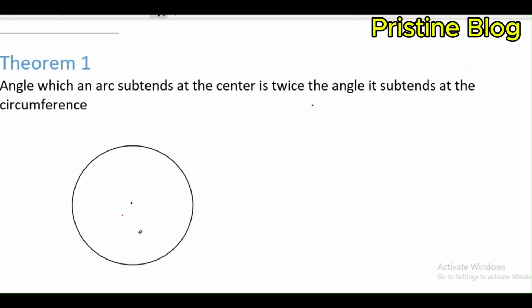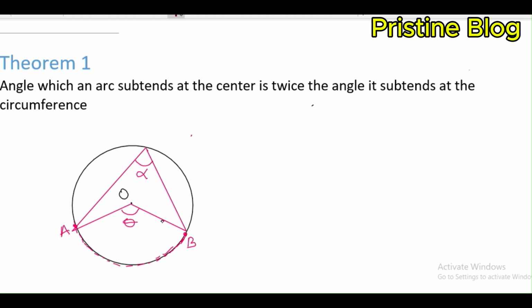We are given the circle with center O. Now we have an arc AB. Let's say we have an arc AB which subtends an angle of theta at the center. The same arc AB subtends the angle of alpha at the circumference.